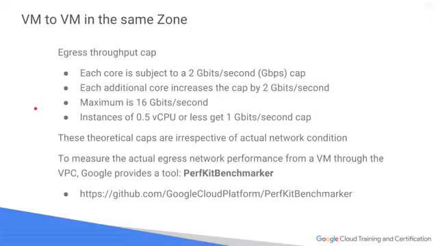Now, in this case, virtual machine to virtual machine in the same zone. There are some limitations. If you remember, we do have a 2 gig network cap per core. That's up to 16 gigs total. Also, these theoretical caps are irrespective of the actual network connection. So just understand there's potential that we can do more. I've seen customers burst over 16 gig with highly optimized Ubuntu and network drivers. So just know it's more of a quality of service.